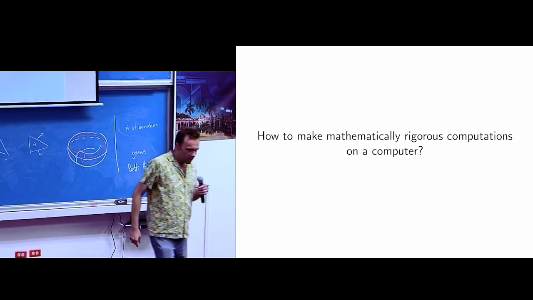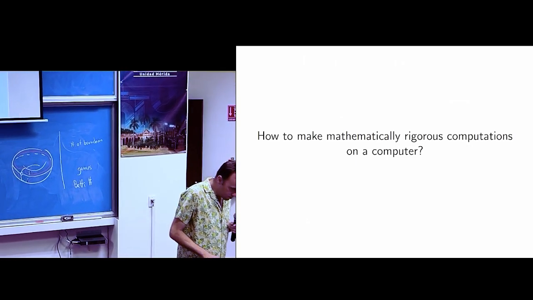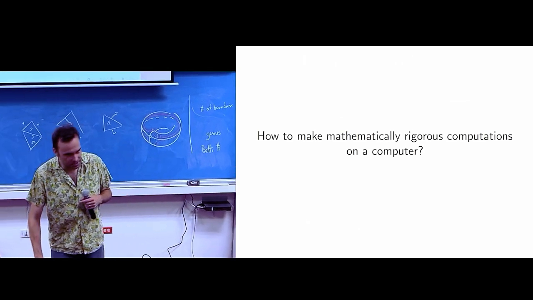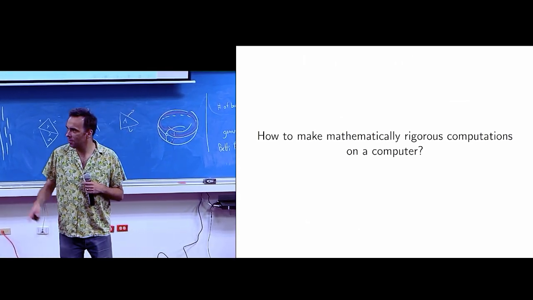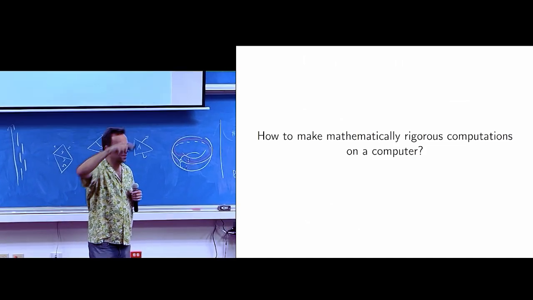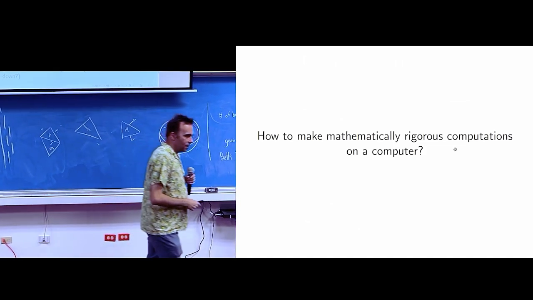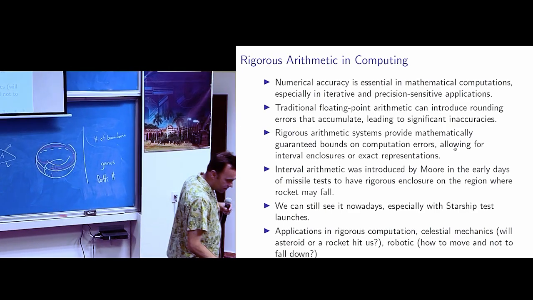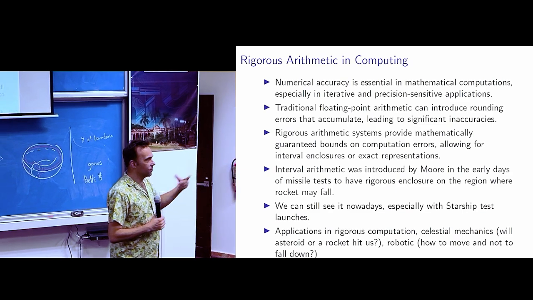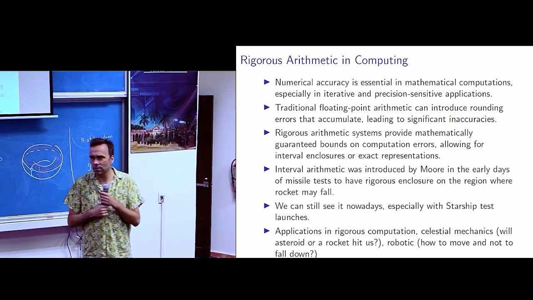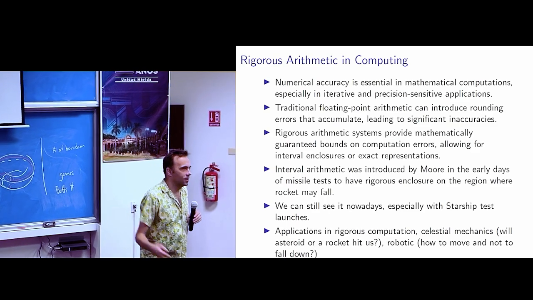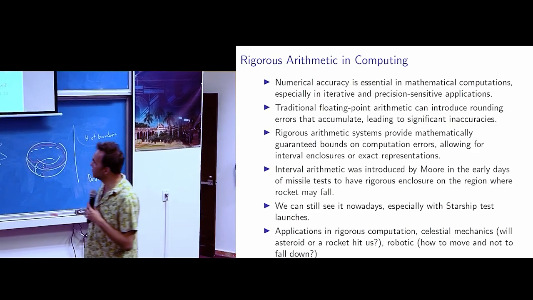Okay. So, rigorous computations on the computer. Who is actually following Starship and the SpaceX thing? One, two, three. Okay, four, five. What's fascinating is when they are firing the rocket, if you are sailing in the Gulf of Mexico, you shouldn't be going to certain places because this is where the rocket may fall if something goes wrong.